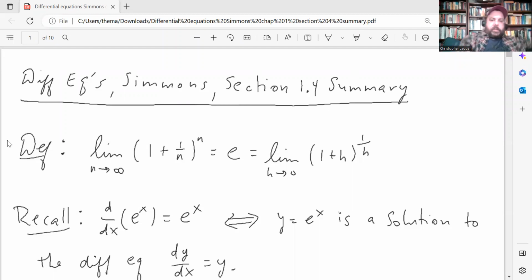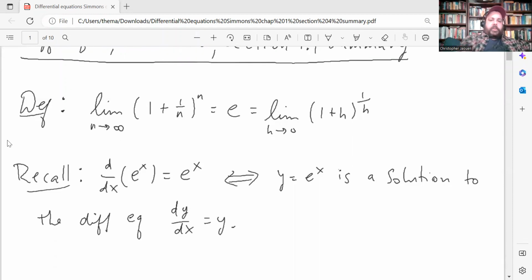Okay. So like I said, this section is on exponential models. It starts out by reminding you of the definition of that special number denoted by the letter e, 2.718 and so on. It's intrinsically related to growth processes. One definition you could take for e is the limit of this expression here: the limit as n goes to infinity of (1 + 1/n)^n. Or if you prefer, it's (1 + h)^(1/h) as h goes to 0. That's the definition of that number.